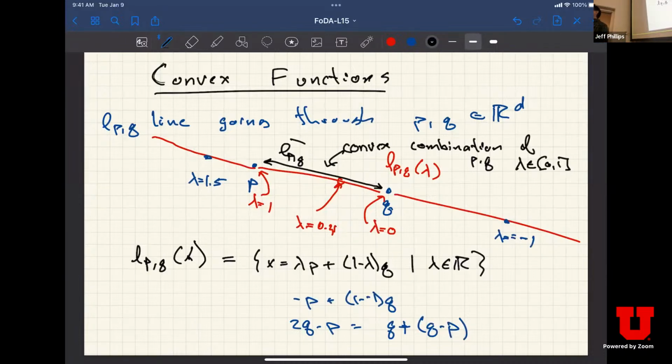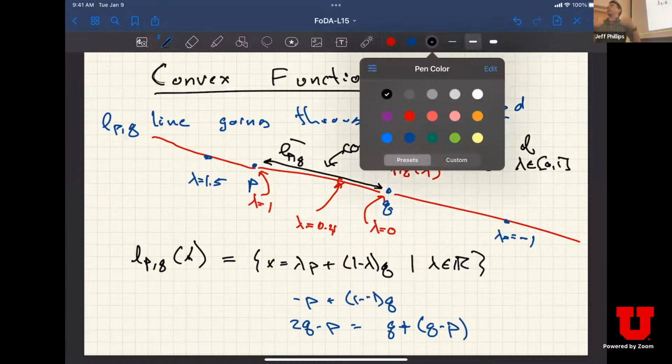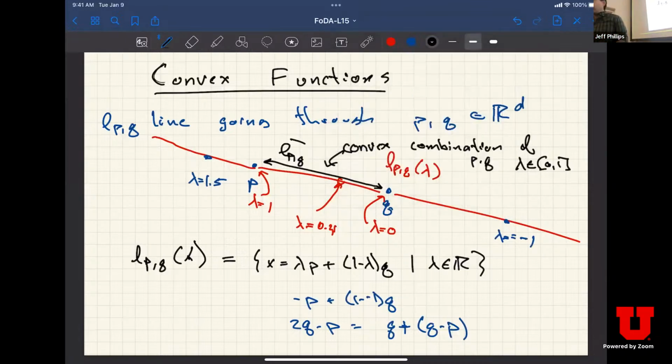Okay, so this is a convenient way to think of a line. In higher dimensions, I can also think of multiple points. I could think of a weighted combination of P, Q, and another point R. If I give positive weights to all the points, and those weights add up to 1, that also gives me a convex combination. That would be a convex hull. I can generalize this to higher dimensions in other ways, but for now, we'll just think of these lines.